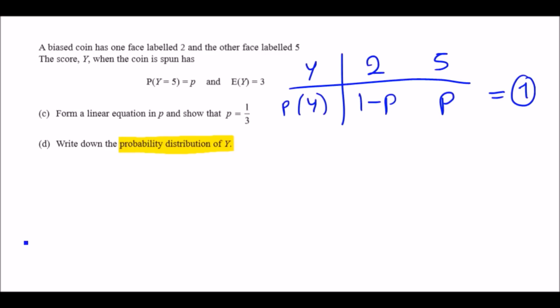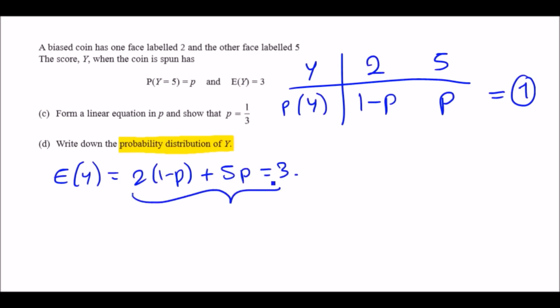Okay, that's easy. Now, as for the second statement, it says the expected value of Y is 3. So if we calculate the expected value, we need to equate it to 3. The expected value of Y is equal to Y times P(Y), so 2 times (1 minus P) plus 5 times P, and it must equal 3. Now all you do is solve this. Expanding the bracket, you get 2 minus 2P plus 5P equals 3. 5P take away 2P is 3P. Minus 2 across, you get 1. Hence, P equals a third.